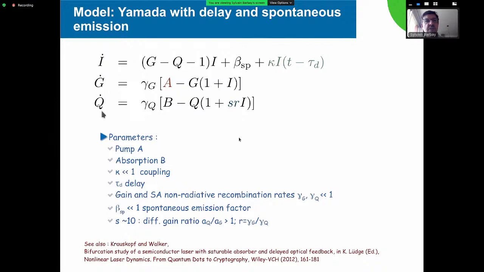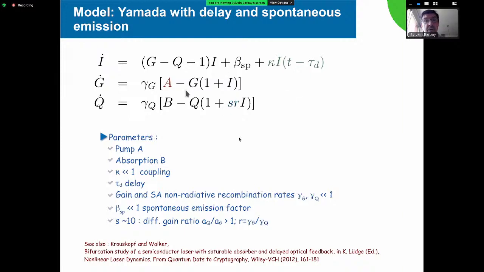So the Yamada model is a system of 3 nonlinear differential equations, consisting of an equation for the intracavity intensity capital I, the gain J, and the saturable absorption Q. For the intensity, we had a feedback term with delay. Here, the delay is tau D. The pump is A, and you have other important parameters such as the saturation in the system.